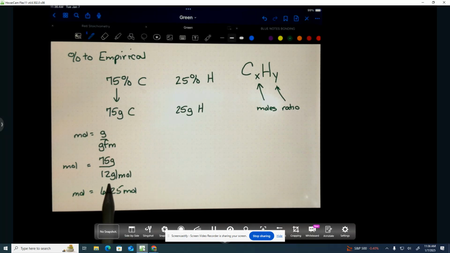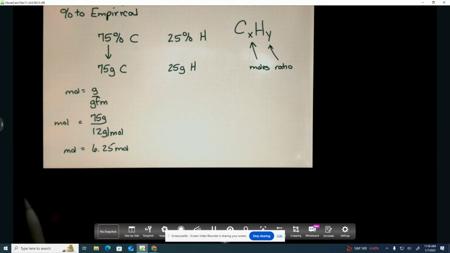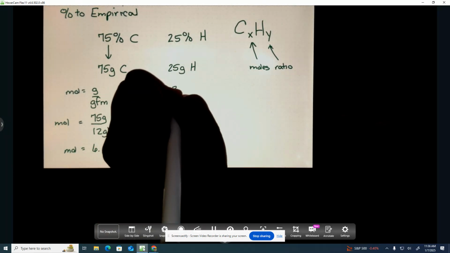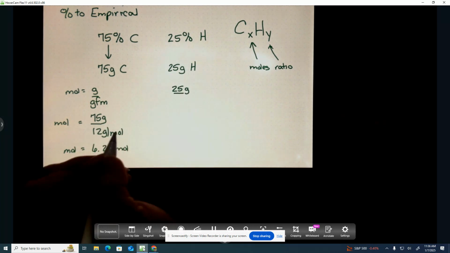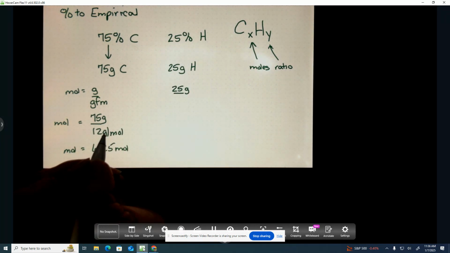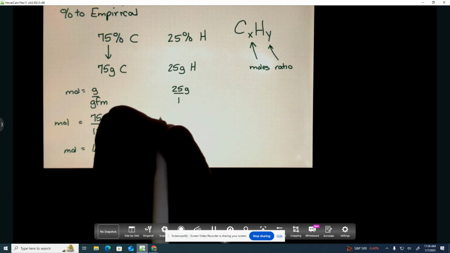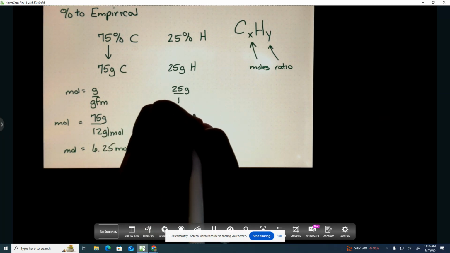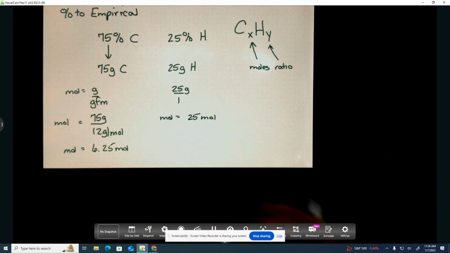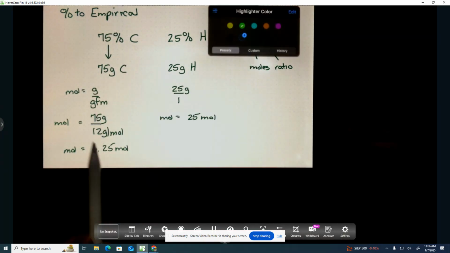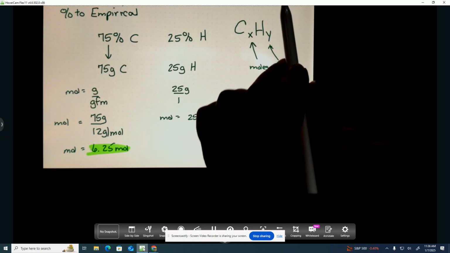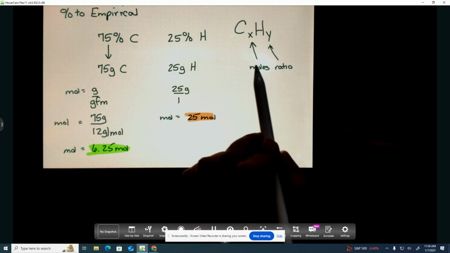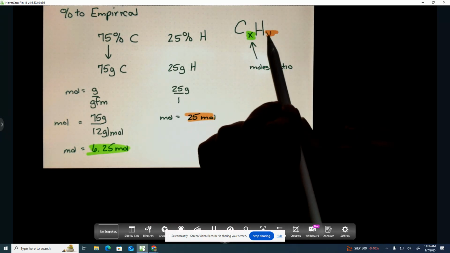This is 12 down here. Do you know where that 12 came from? All right. And then 25 grams divided by, what's the gram formula mass for hydrogen? 1. This one I could actually do in my head. 25 divided by 1 is 25 moles. So these numbers right here are the X and the Y.